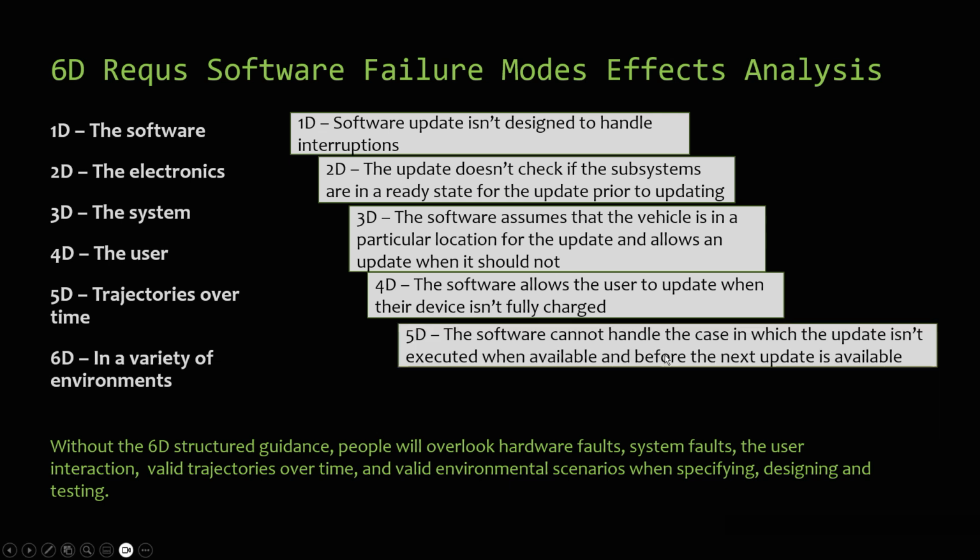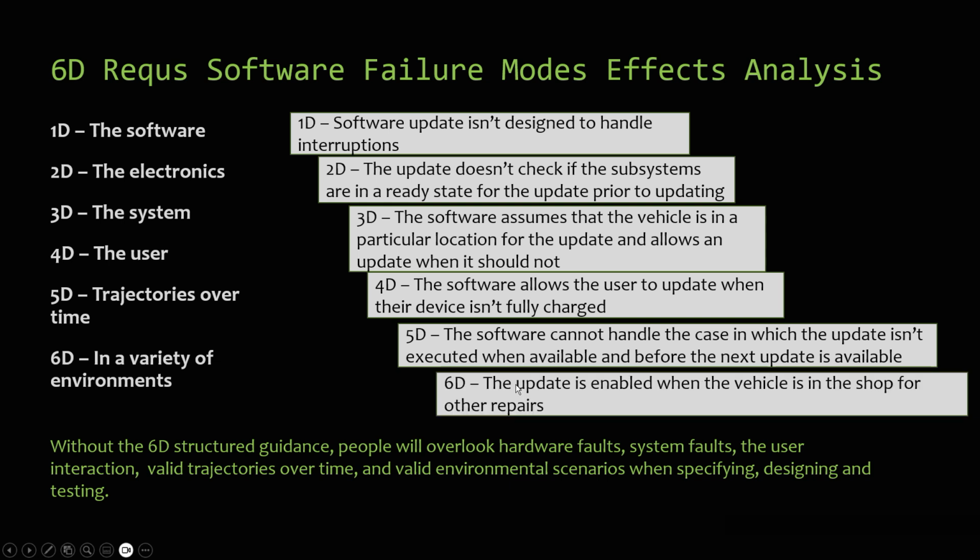5D: the software cannot handle the case in which the update isn't executed when available and before the next update is available. So basically, because they skipped an update, the next update tries to update and it's not able to. 6D: the update is enabled when the vehicle is in the shop for other repairs. What will happen there? The update might execute when someone's actually working on the vehicle.